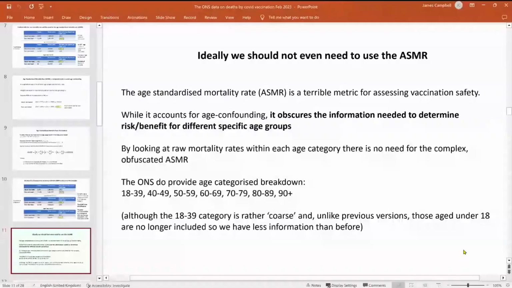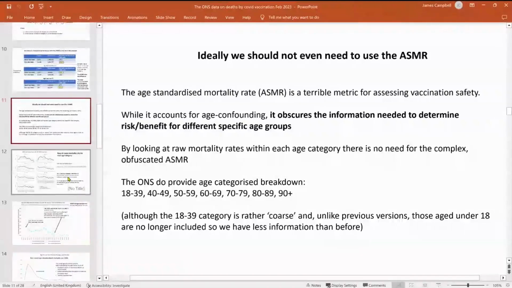Now, that was purely hypothetical because, of course, we've got the real data coming. I was going to say, I'm getting frustrated by not being given the data that we actually want, so I want to move on to that. Ideally, we shouldn't even need to use it, and we've more or less covered that.